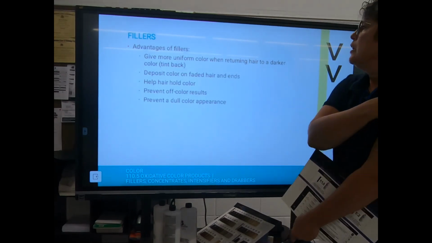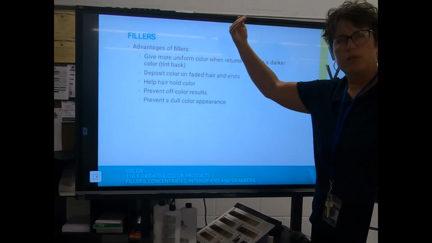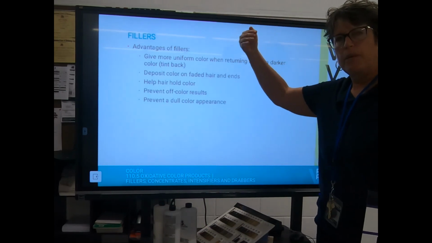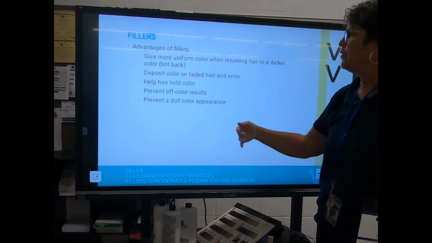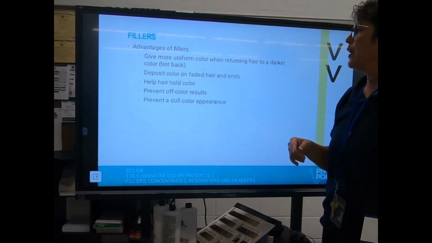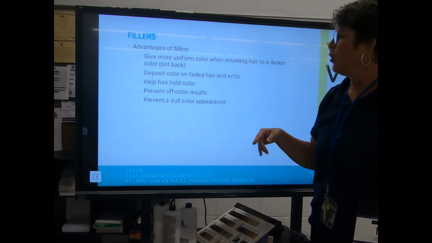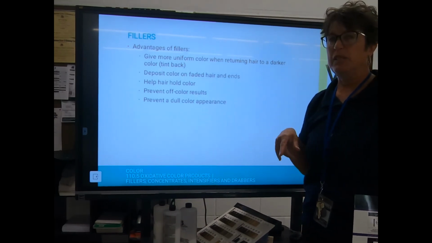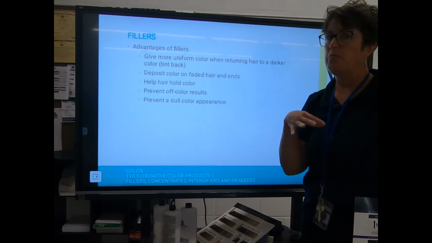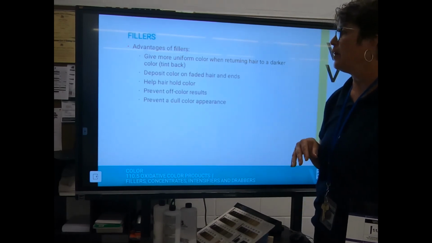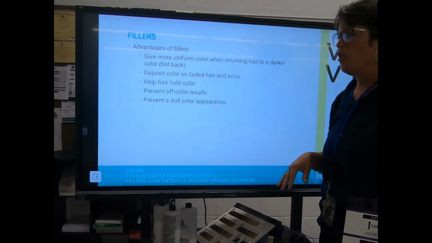Okay, advantages. Get a more uniform color from scalp to ends. Same up here where it's healthy as where it's not healthy. It will deposit color on faded hair and ends, helps the hair hold, prevents off-color results. Remember, I'm telling you, if you're not putting those missing primaries back in there, it prevents it from looking all dull and ugly.